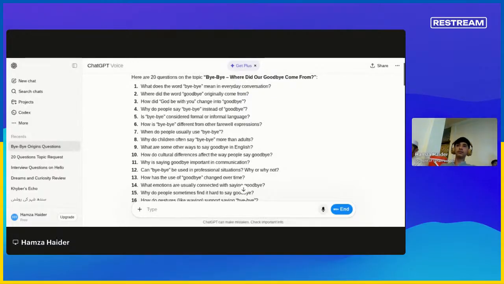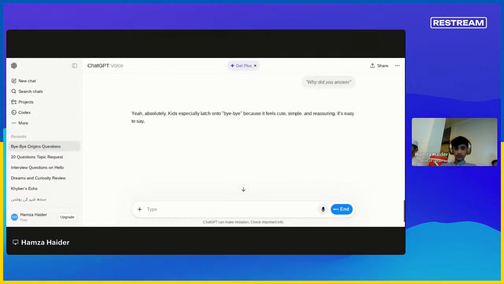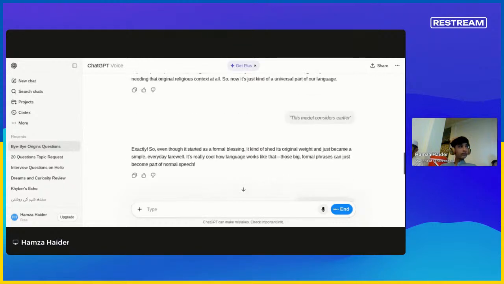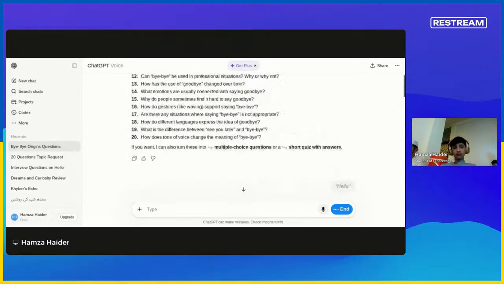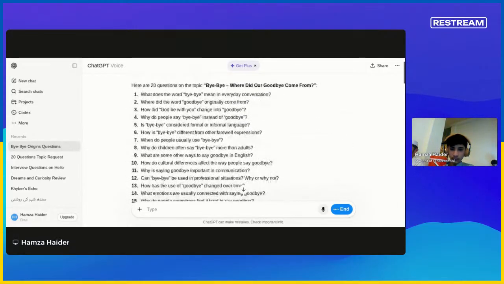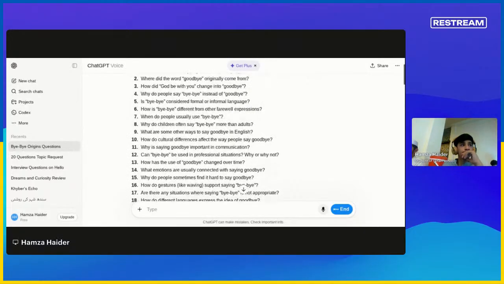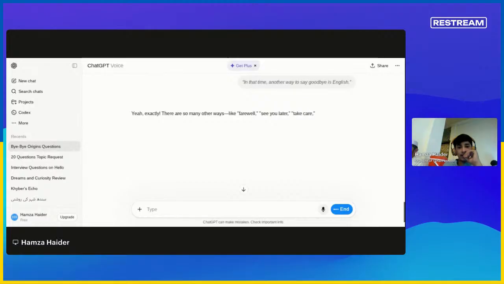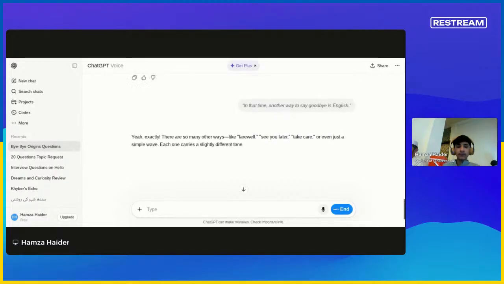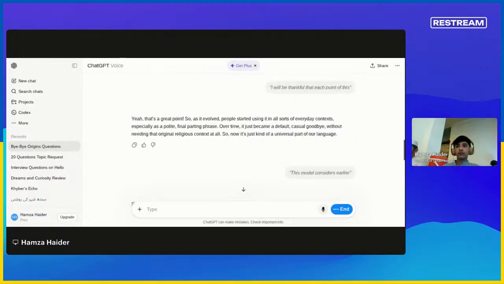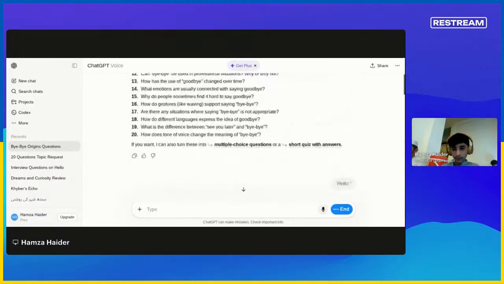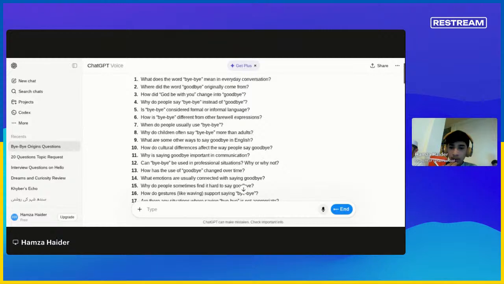Yeah, absolutely. Kids especially latch onto bye-bye because it feels cute, simple, and reassuring. It's easy to say, and it's often paired with gestures like waving. What are some other ways to say goodbye in English? It's a simple wave. Each one carries a slightly different tone depending on the situation. So goodbye is just one of many expressions we have depending on the mood or the relationship.